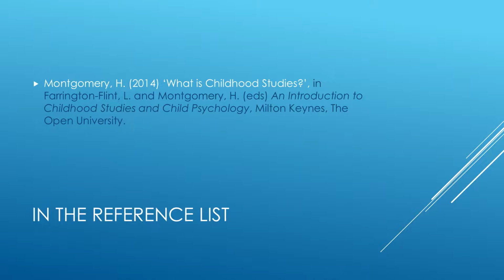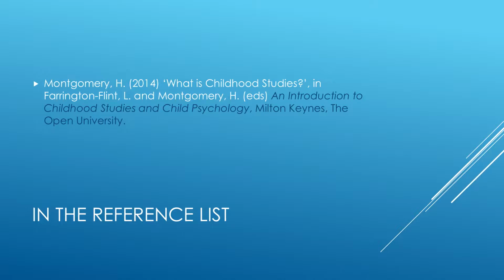Now I need to say that this is actually in a book that's been edited by other people, although obviously in this case one of them is Montgomery herself. And so I say, effectively, this chapter, What is Childhood Studies, is found in Farrington Flint, comma, L, again, surname, initial, and a full stop after the initial, and Montgomery, comma, H, and a full stop. And then in brackets, eds, to show that they're the editors of this book. So again, notice the format. It's the surname first, followed by the initial.